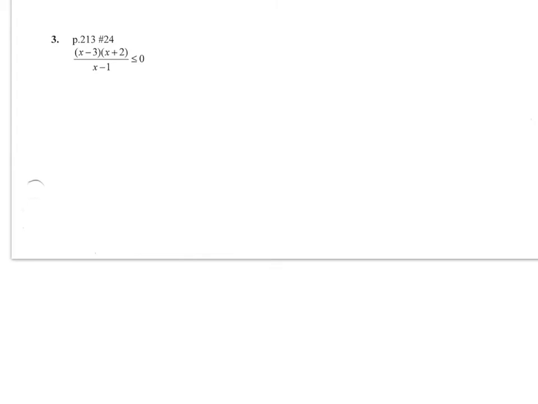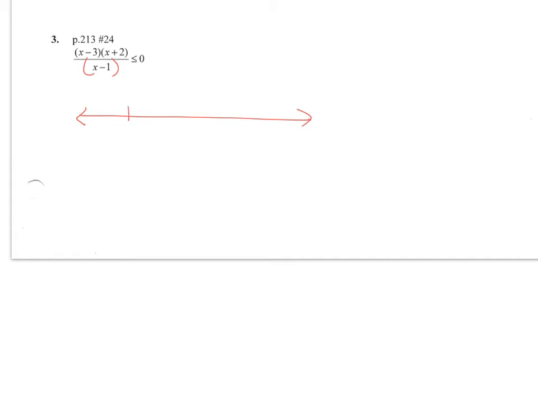If you look at the numerator, it's already factored, and it's factored so it's x minus 3 times x plus 2. So we have multiplication on the top. And then divided by this x minus 1 on the bottom. So this whole thing is multiplication and division, which means I can go right to my number line. Alright, now you put all the numbers on the number line.